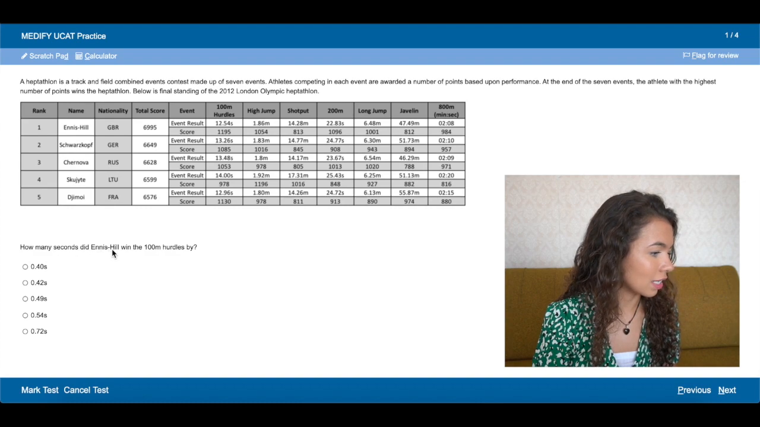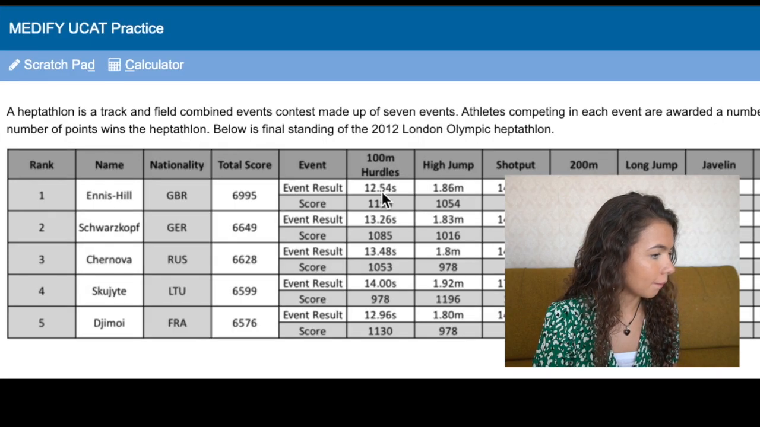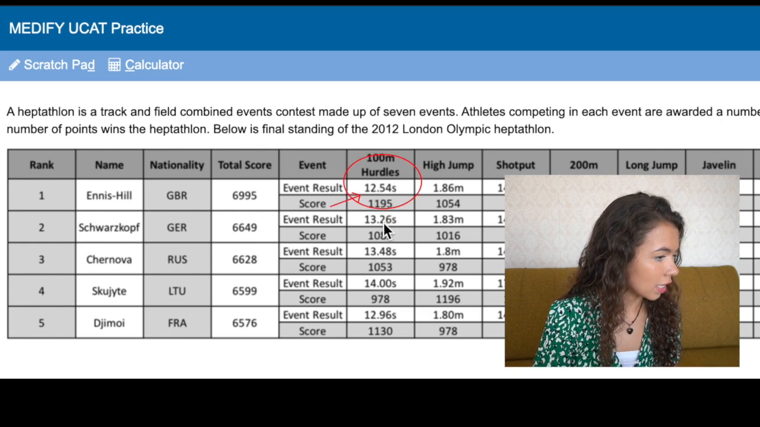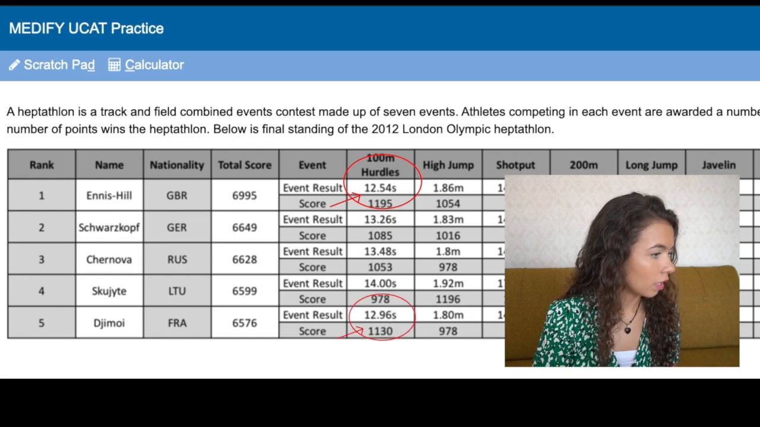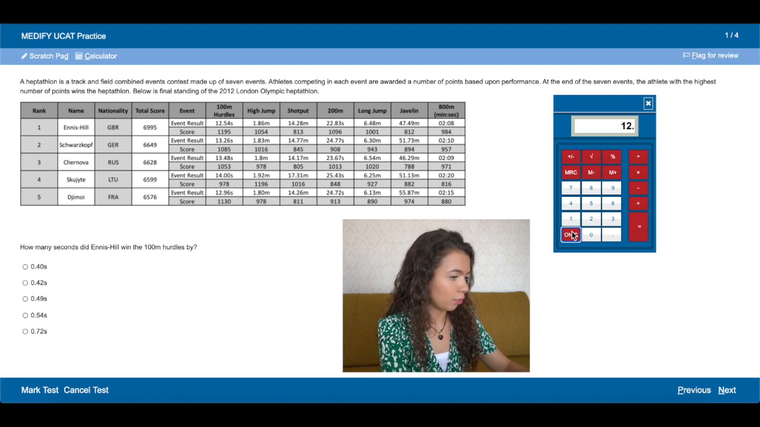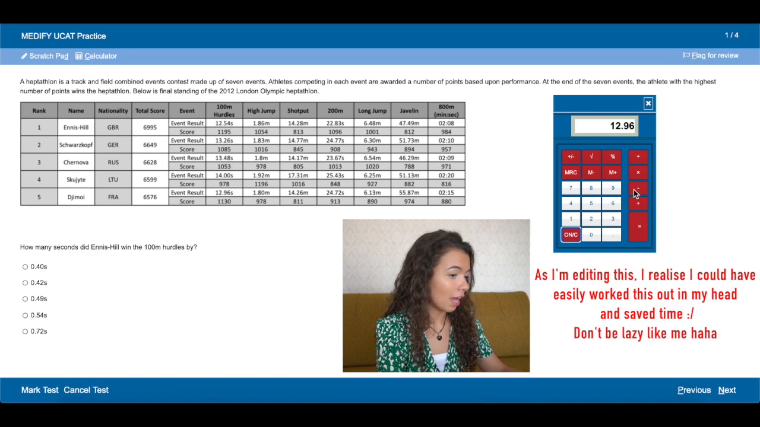It says, how many seconds did Ennis Hill win the 100-meter hurdles by? So if I have a look at 100-meter hurdles, her seconds were 12.54. If I go down and see the next lowest, which is this one here, what I'm going to do is calculate 12.96, which is the person that came in second place, and take away 12.54 to give you 0.42 seconds.